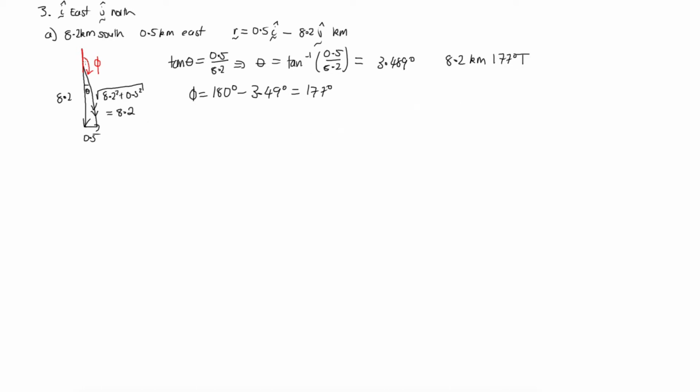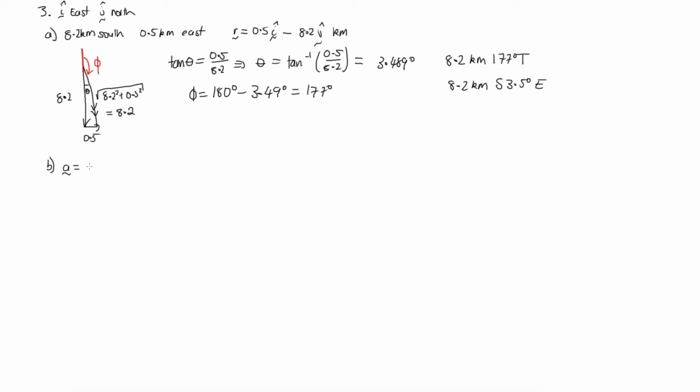Another way to do it is to give the angle as east of south. So we could also write it as 8.2 kilometers, and that's south, and then we go 3.5 degrees east.